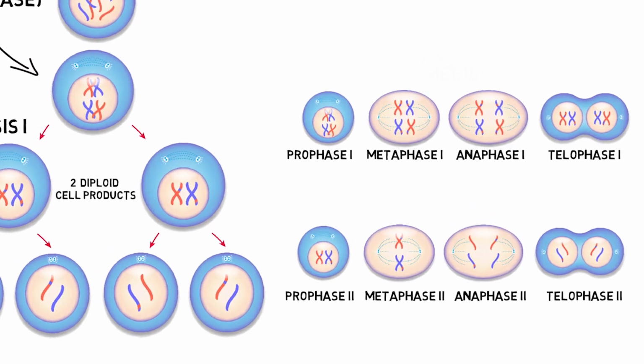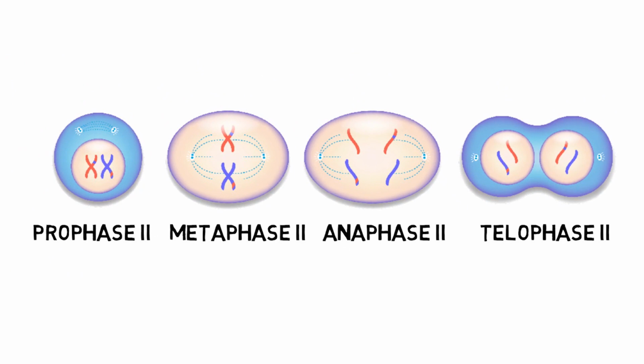The 2 cells formed at the end of meiosis 1 have achieved the haploid number of chromosomes, but the chromosomes are still in their replicated chromosome state. This, of course, will require a second division, called meiosis 2.